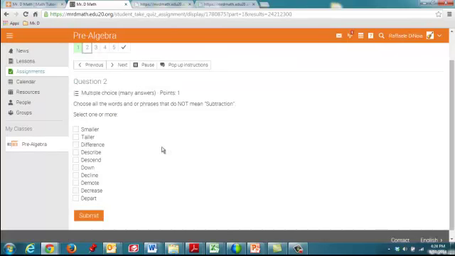Notice now it says, choose all the words or phrases that do not mean subtraction. Well, I could go through and start to look and see, well, taller doesn't mean subtraction. And let's see if I've got everything else. Depart doesn't mean subtraction, and neither does demote. As I start to look at the rest of these, smaller, difference, describe doesn't mean subtraction either. Descend, down, decline, and decrease. All of the rest of those words do. So if you notice, I can pick more than one answer, and if it says here, multiple choice, many answers, I know there's many answers.